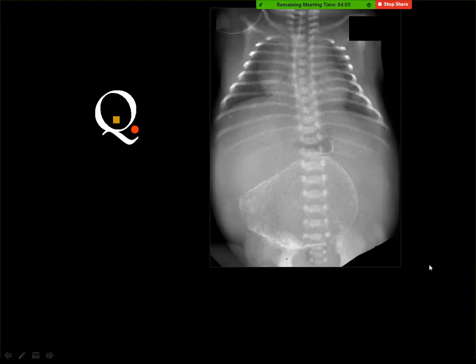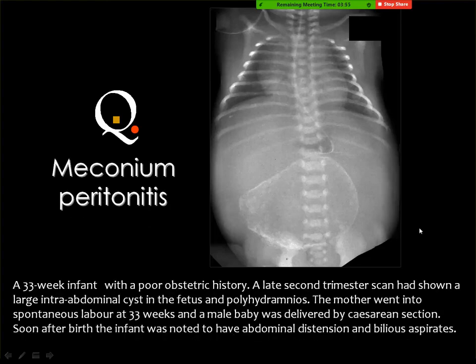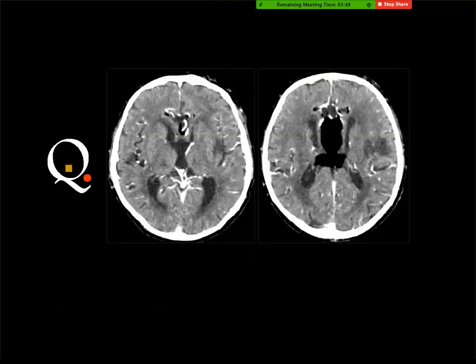Bezoar? No, this is meconium peritonitis. Yes, whenever you see calcium in the abdomen in the newborn, this is meconium peritonitis.